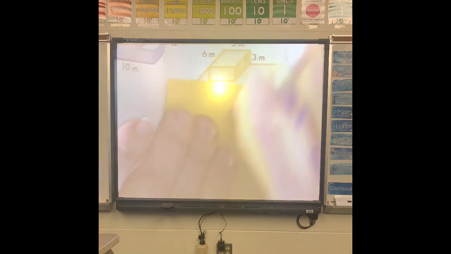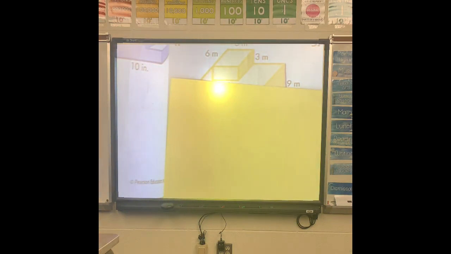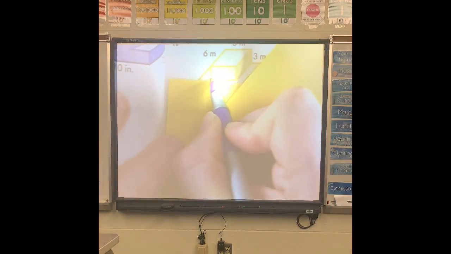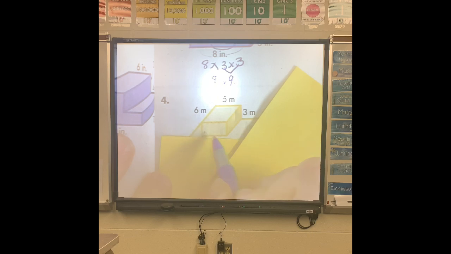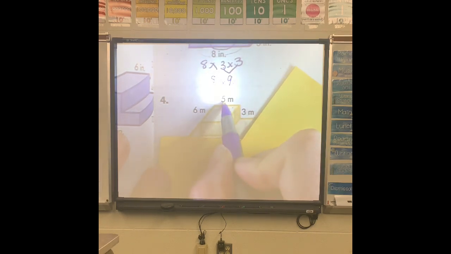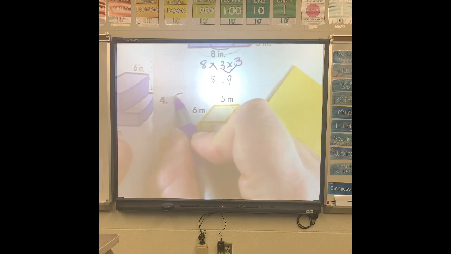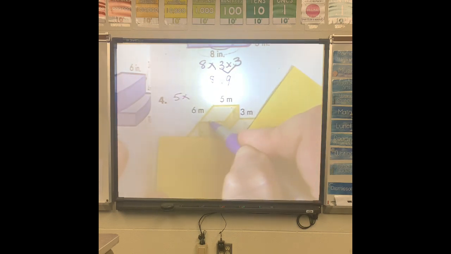Now the top one they also made just as easy. So left to right, now even though it's not down here on the bottom, left to right, it's right there. It's 5. So left to right is 5. Front to back is 6. And then bottom to top is 3.